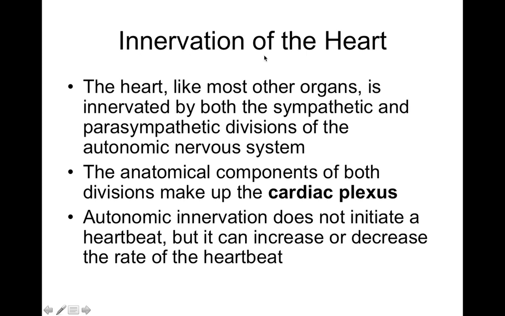So earlier we were talking about, if our SA node fires at 100 beats per minute, why is it that a normal resting heart rate isn't 100? Well, the heart's innervated, right? So it receives nerve supply from both sympathetic and parasympathetic nerves. For the parasympathetic nervous system, we have the vagus nerves that come down the neck, cranial nerve number 10. It also goes to the heart, and the vagus nerves go to the nodes. The right vagus nerve goes to the SA node, the left vagus nerve goes to the AV node, okay?